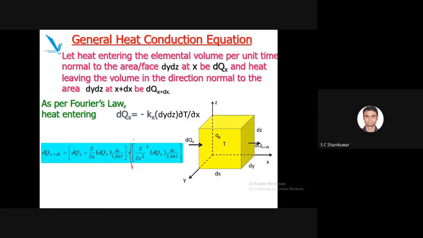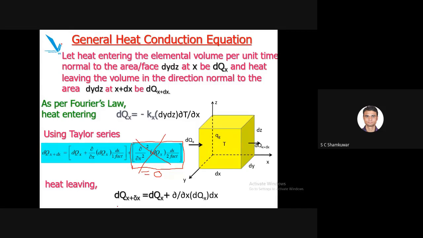So this term is approximately equal to 0. Therefore, we are neglecting this term. This term is approximately equal to 0. Therefore, we are neglecting this term and we are directly using the formula now: dQx plus dx is equal to dQx plus del by del x of dQx into dx, because 1 factorial is 1.